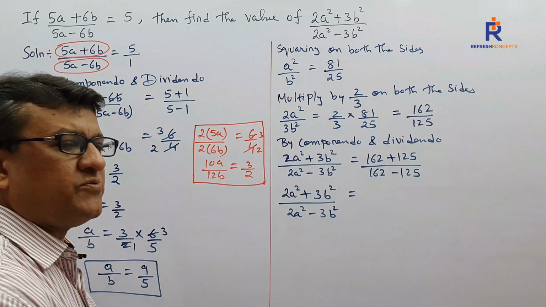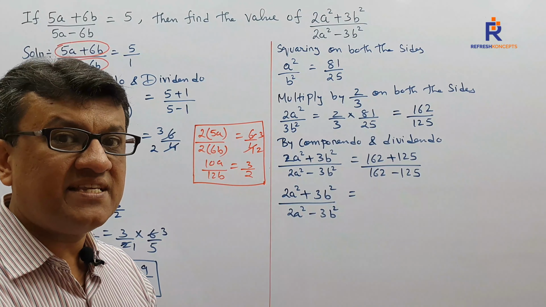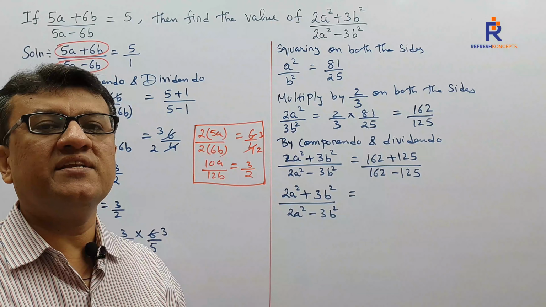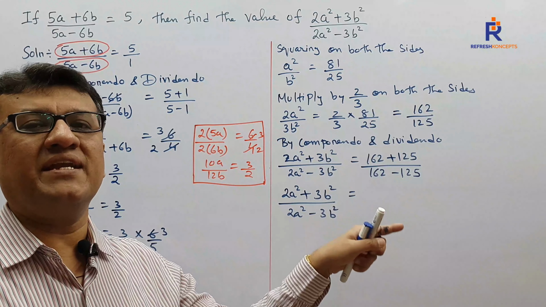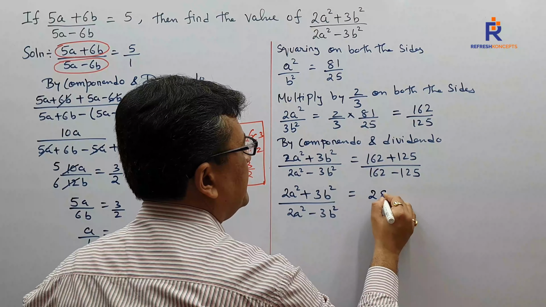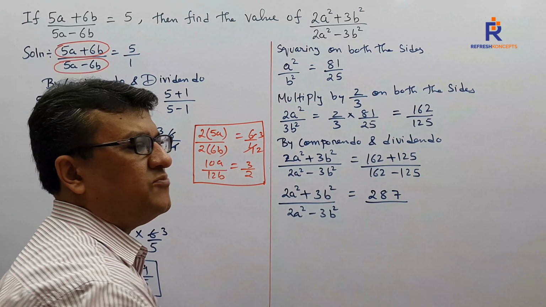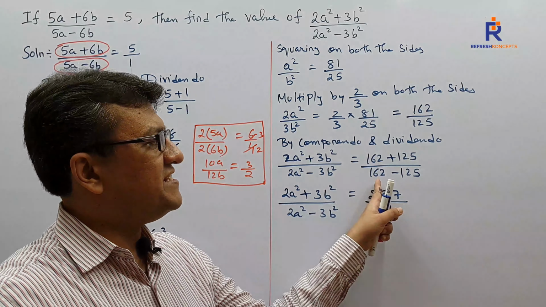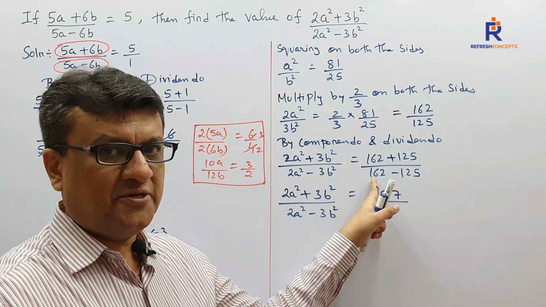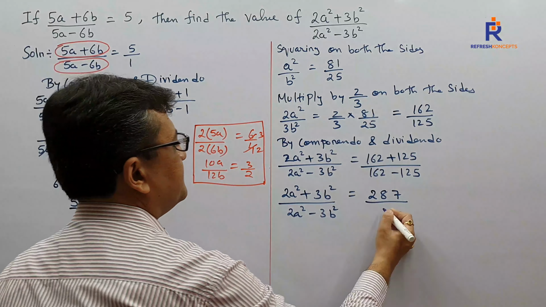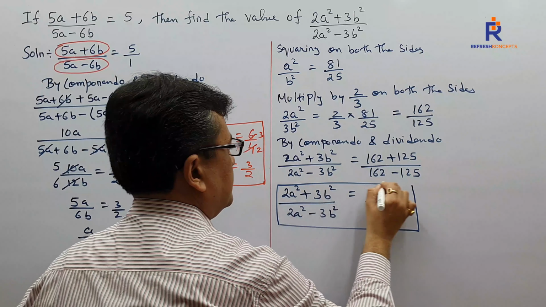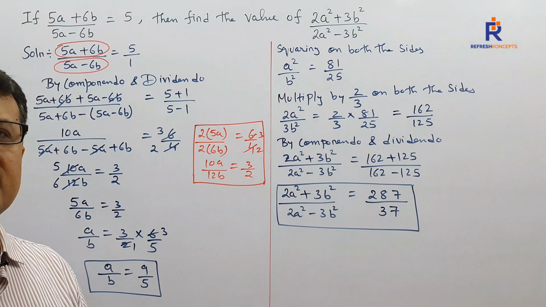How much is 162 plus 125? 287. Those who can't do it very fast, 162 plus 100, 262. 262 plus 20, 282 plus 5, 287. 287 upon, how much is 162 minus 125? If I subtract 130 from 162, 32 left, plus 5, 37. As simple as that, children.